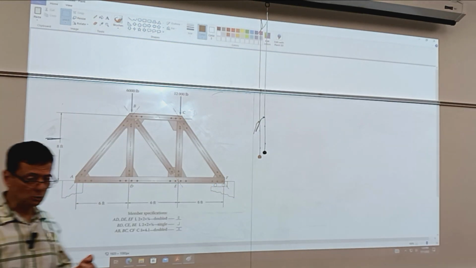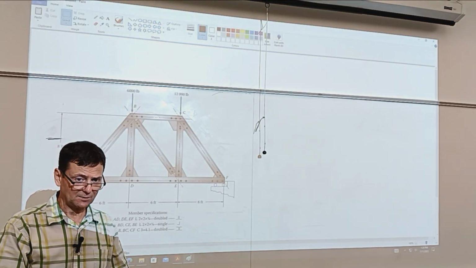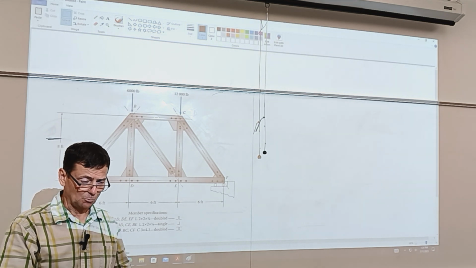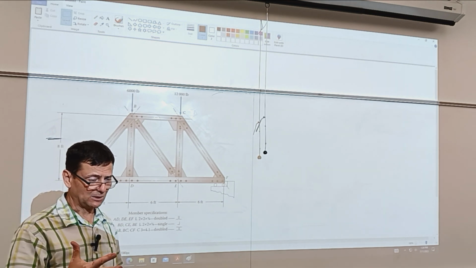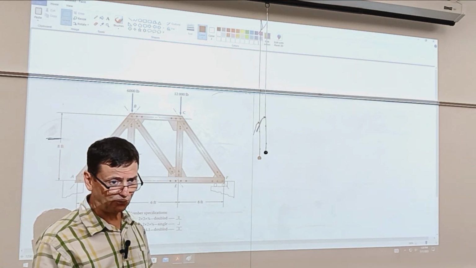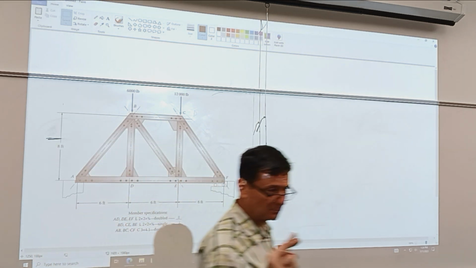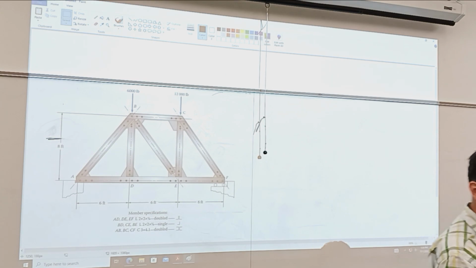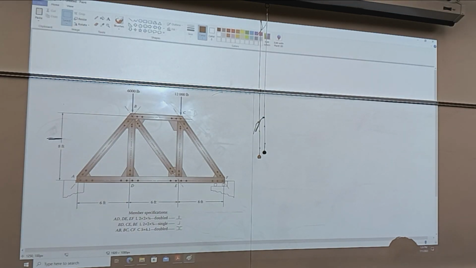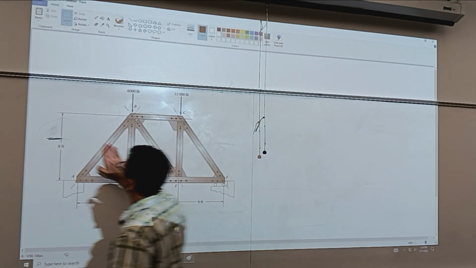So you need to figure out the reaction forces of the supports, and then you can use the method of joints, or you can use the method of sections. With the method of joints, because you use just a sum of forces, you can solve for only two unknowns at a time. With the method of sections, because you can write a moment equation, you can solve for three unknowns. All right?